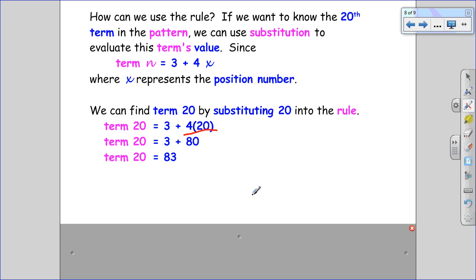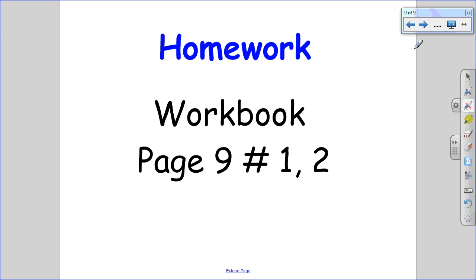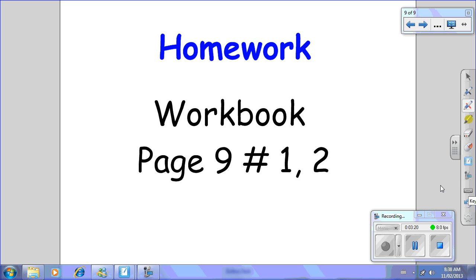And before you come to class tomorrow, finish page 9 in your workbook, questions 1 and 2.